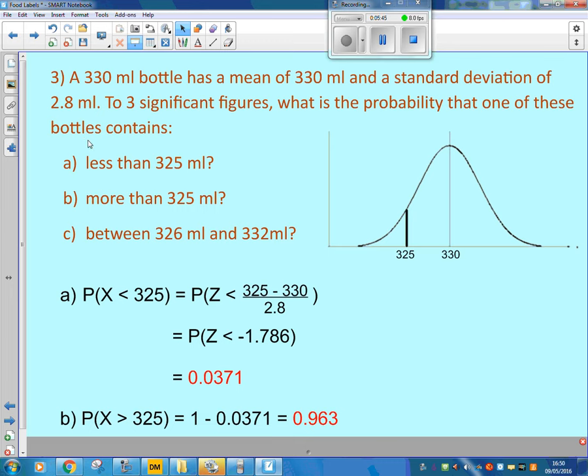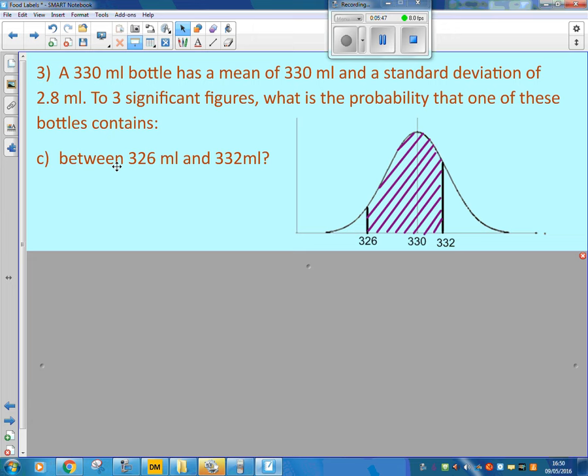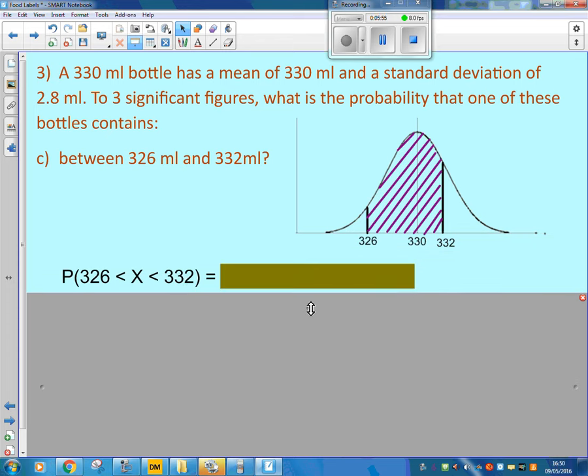Part C I'll do on the next page. I want to be between 326 and 332. So there's my mean. I want to be between these two, so this shaded area here. And the way to think of it is I want the probability 326 less than x less than 332. So I'm in between. If I look at this shaded area, I want to be to the left of 332, that gives me all of that, and then if I take away to the left of 326, I'm left with a shaded area.